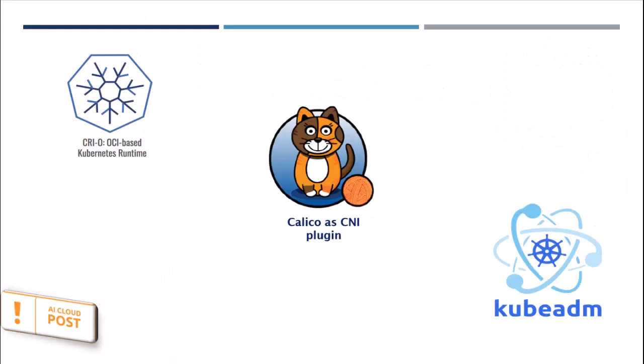Actually, for Kubernetes installation, we need three things mandatorily. What is the type of installation we are going to use? It is using kubeadm. Using the kubeadm tool, we are going to do the installation.